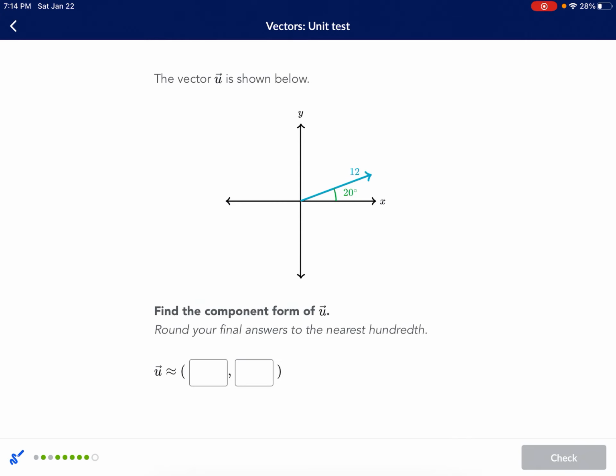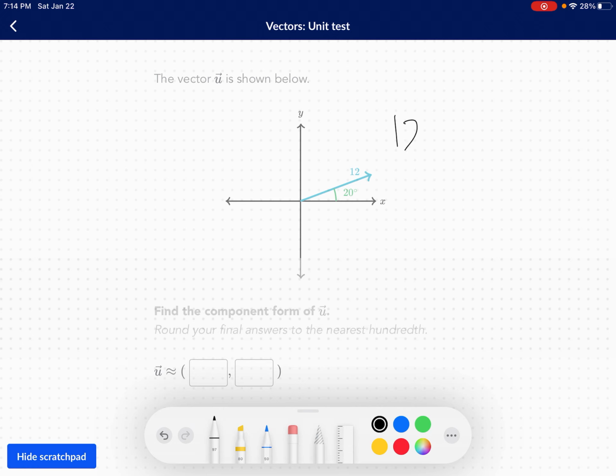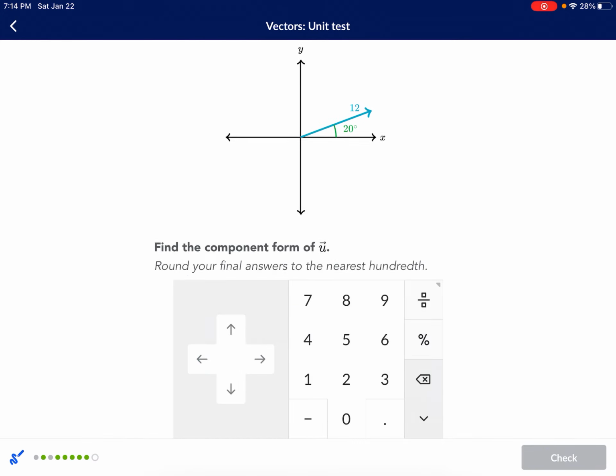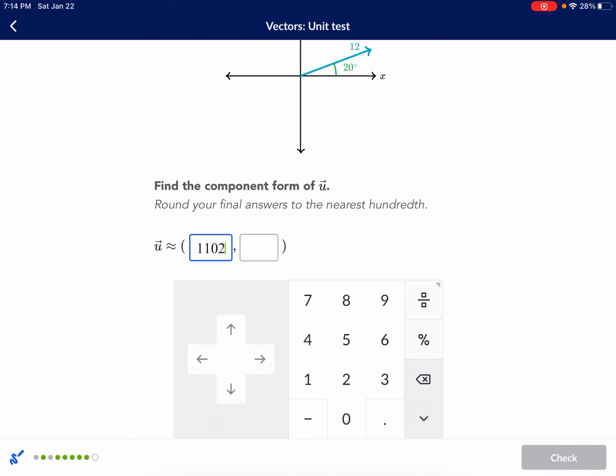Find a component form. 12 cosine of 20 degrees for the x component and 12 sine 20 degrees for the y component. Put this in the calculator. And you get 11.28 for that, and 4.10.